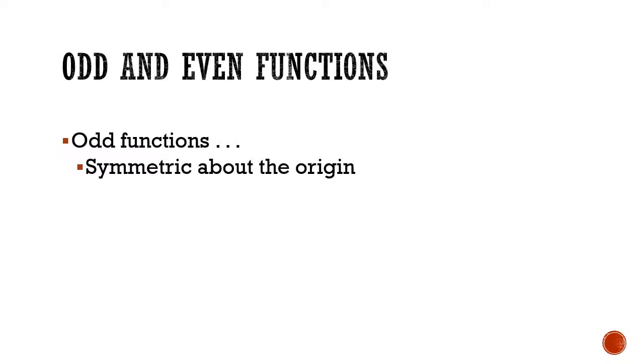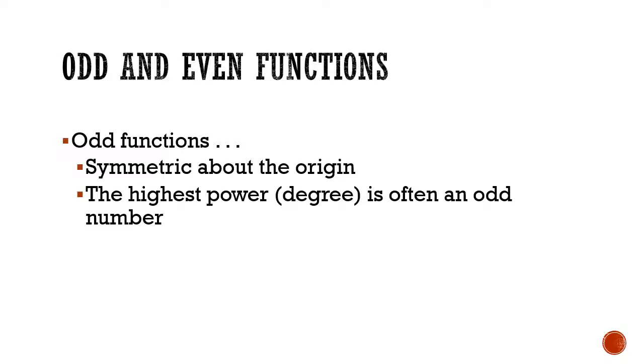First, let's talk about what even and odd functions are. Odd functions are symmetric about the origin. You can tell that from looking at the graph: if you can turn the graph upside down and it looks entirely the same, even to the closeness of the graph to the axes, then it is odd. The highest power degree is often an odd number.